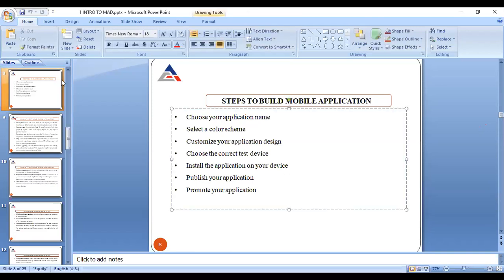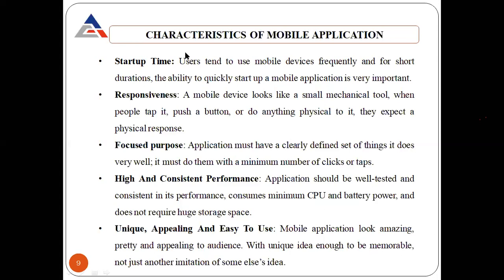So let's go further to the characteristics of mobile applications. The first one is the startup time. Users tend to use the mobile device frequently and for short durations. The ability to quickly start up the mobile application is very important. So what this means is that whenever you install a new application in your mobile phone, the user wants that whenever they click on the mobile application, it starts quickly. Don't take that much time.